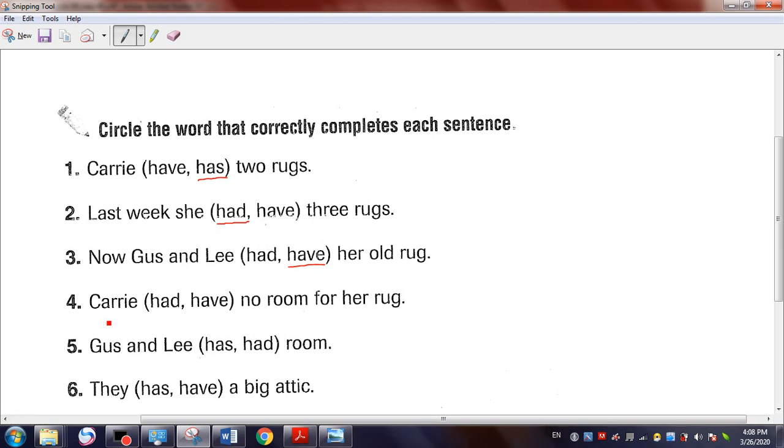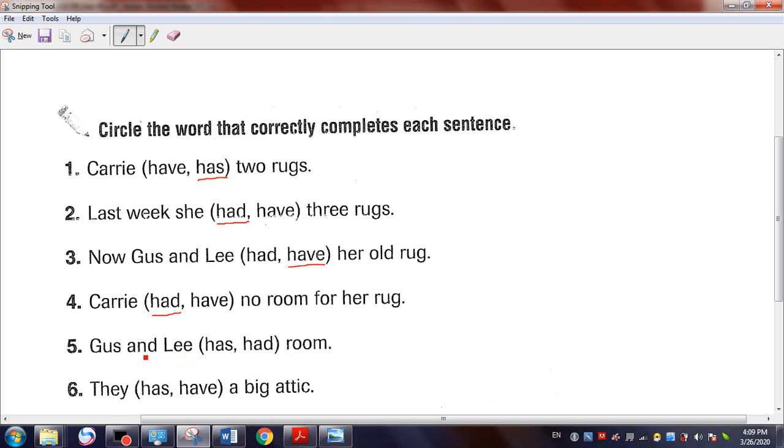Alright, number 4. Carrie had or Carrie have no room for her rug. Carrie, can we use have? No, we can't. So we will use had. Because Carrie is just one person, right? We can't use have.